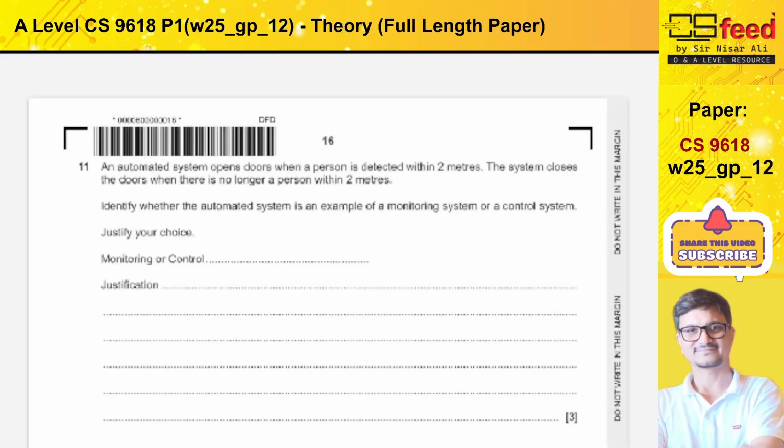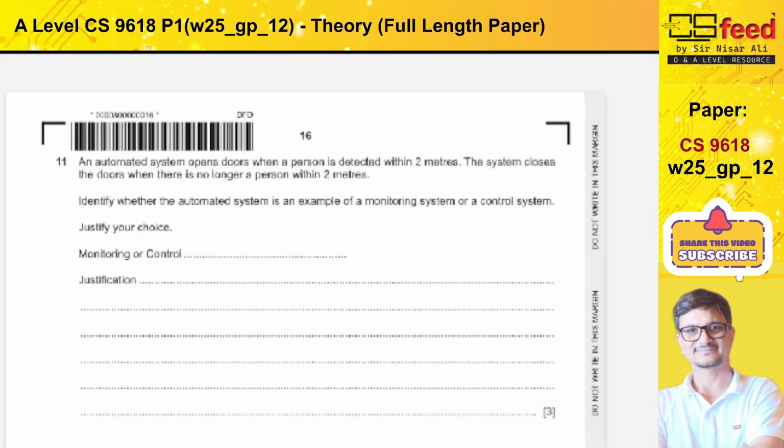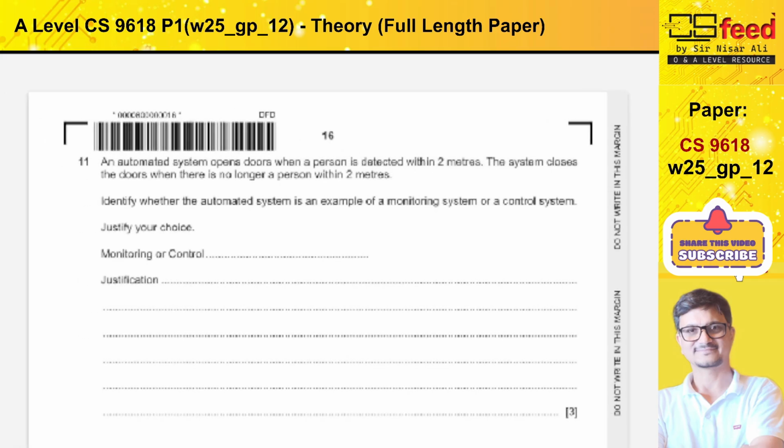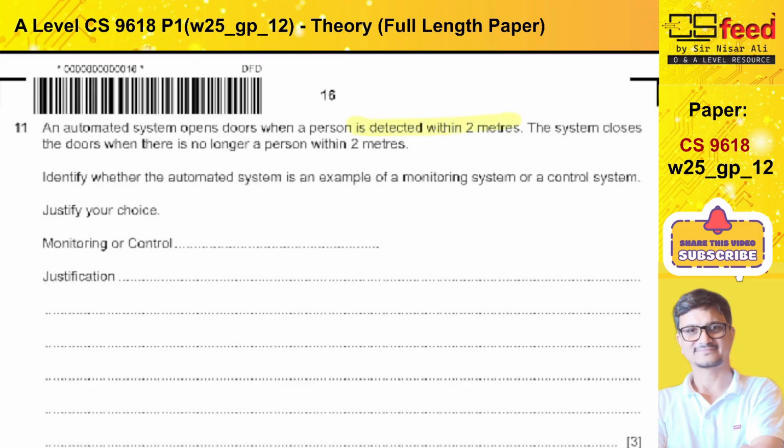The next question, question number 11, and that is the last question. An automated system opens doors when a person is detected within 2 meters, and closes the door when there is no longer a person within 2 meters. Identify whether the automated system is an example of a monitoring or control system. So definitely, when it is controlling the doors to open and close, it is control, because the monitoring system has no effect on the outer system. There's no mark for writing this; 3 marks are for the justification of your answer.